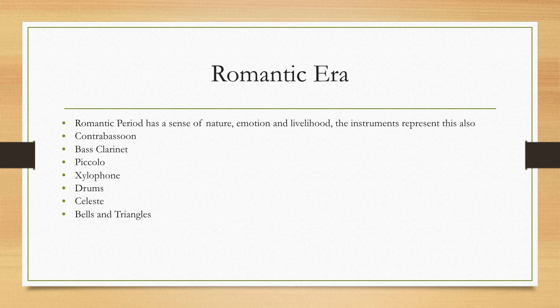Romantic era, where we have expression, and this really is a good time for instruments because now we have some thud in it. We have percussion with the contrabassoon, bass clarinet, piccolo, xylophone, drums, celeste, and bells and triangles.